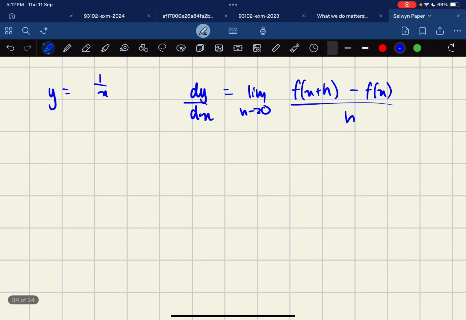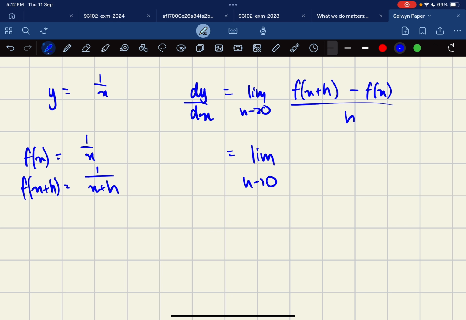So basically, the f of x function is just your y function, 1 over x, and then f of x plus h is going to be wherever you see an x, you replace it with an x plus h instead. And then using this derivative function, the limit as h approaches 0, f of x plus h is 1 over x plus h, and then minus 1 over x, over h.